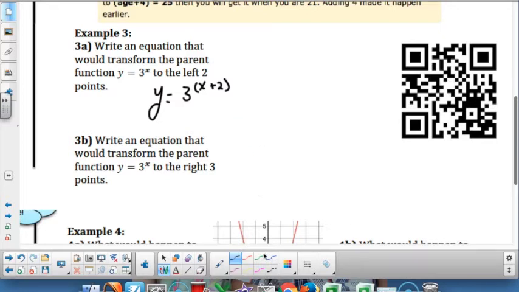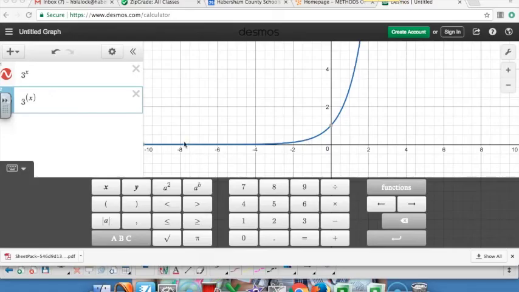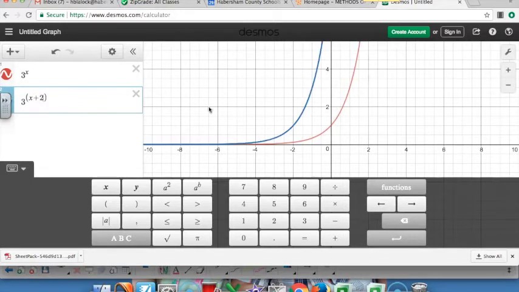If you look at Desmos, see my basic 3 to the x function here. When I add a plus 2 inside those parentheses, it takes this thing and shifts it over 2 points. This was at 0, 1. Now it's at negative 2, 1, because I added 2 and it moved to the left. Okay, whereas if I had added 2 outside of the parentheses, it would have gone up, like we learned in the previous video.